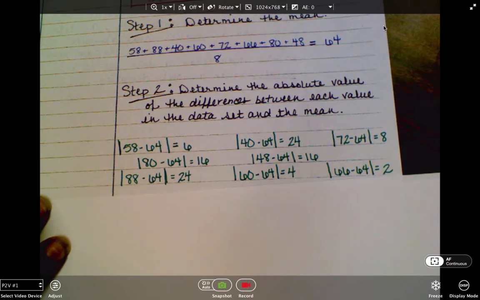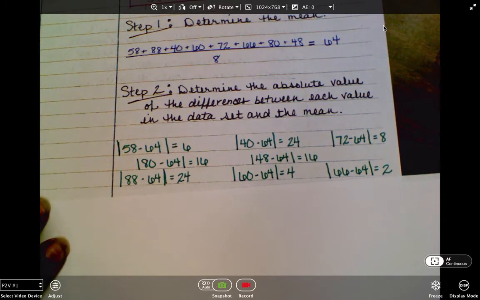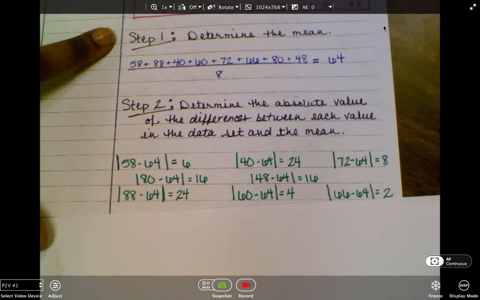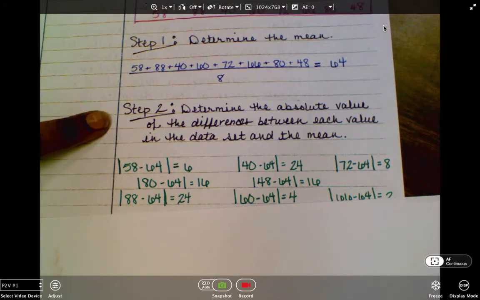Okay, so quick review. Step 1 is to determine the mean of your data. Step 2 is to determine the absolute value of the difference between each value in your set and the mean.